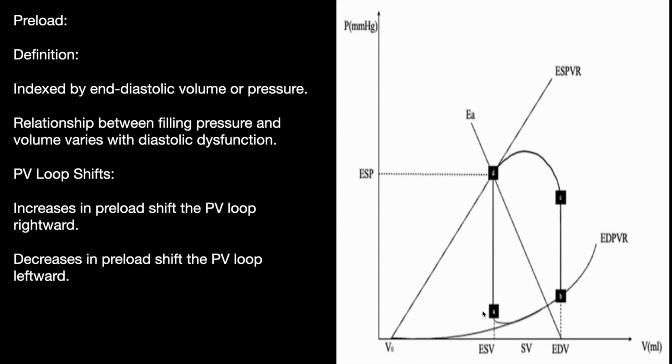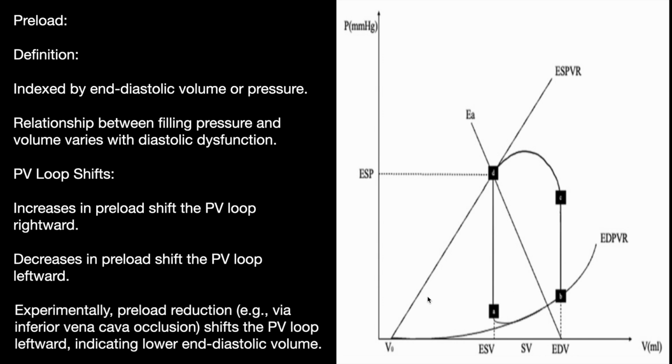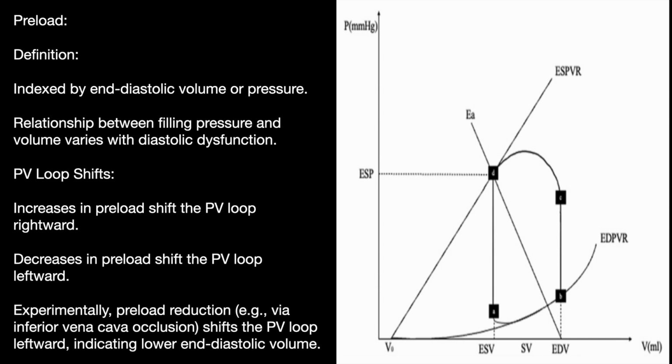Decreasing the preload will shift the PV loop leftwards. So similarly, if it comes down over here, my PV loop will be shifted down, left. Experimentally, preload reduction, that is via inferior vena cava occlusion, shifts the PV loop leftwards, this side, indicating lower end diastolic volumes.